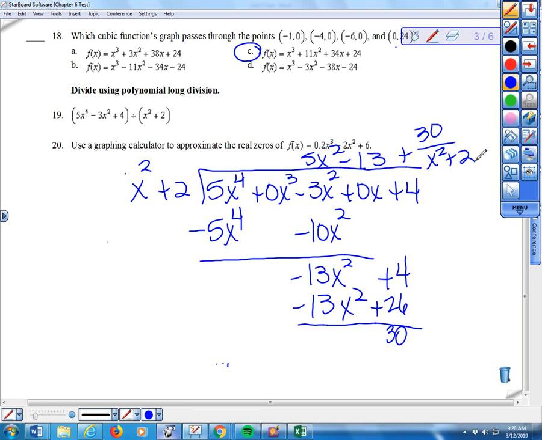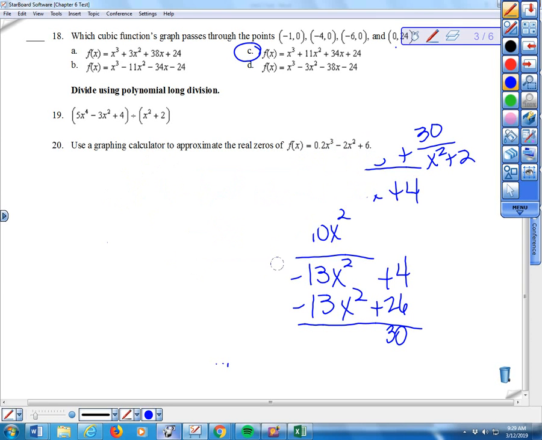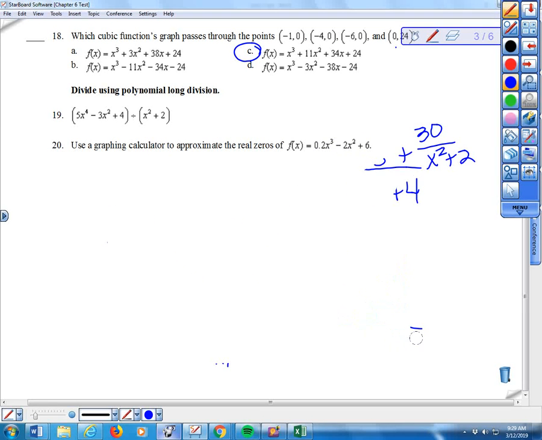Okay, and then the last one, all you had to do was just plug this into the graphing calculator. Make sure that all of your zeros are in the window. We would be looking for 3 zeros because it's a cube. So I just put this in. 0.2 x cubed minus 2x squared plus 6. Graph. 1, 2, 3. I see it 3 times. My window is a 10 by 10.